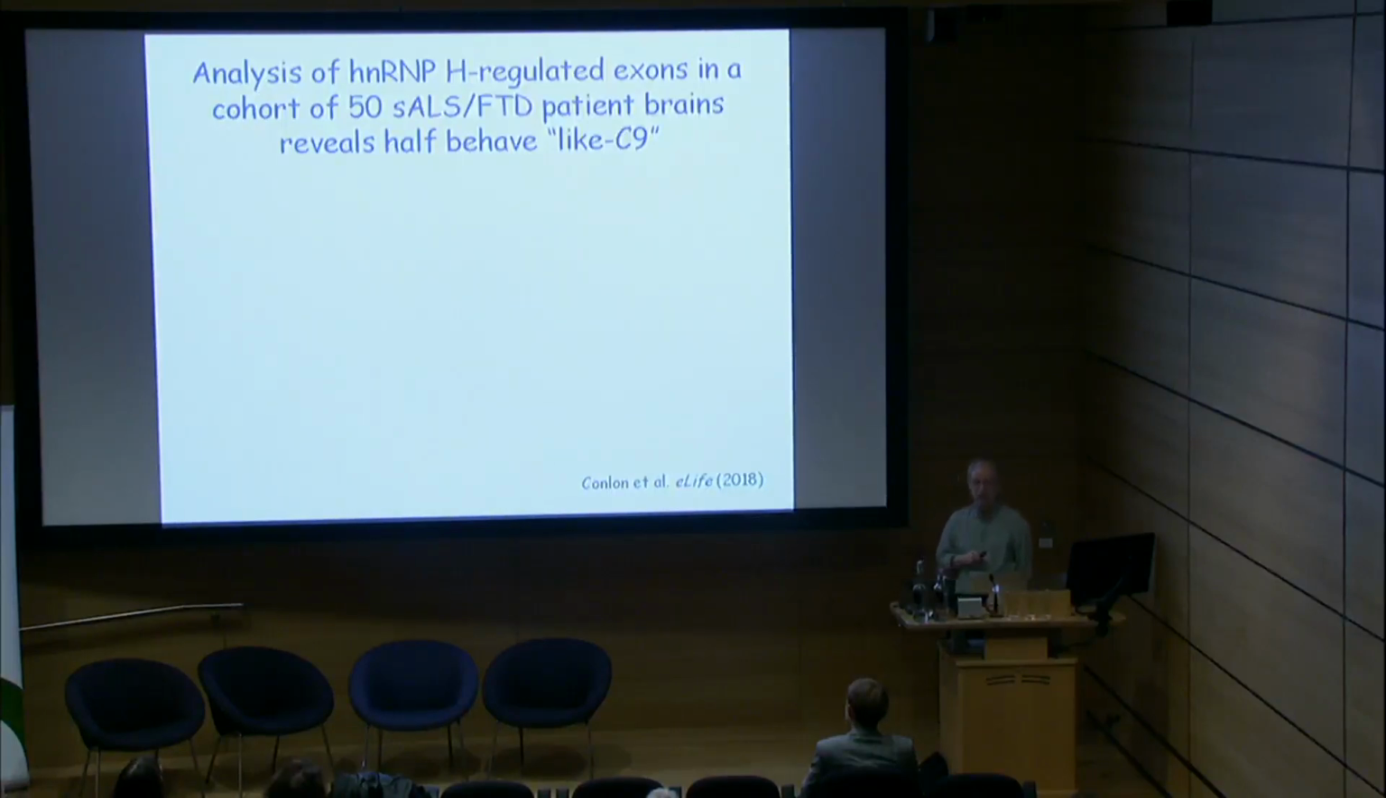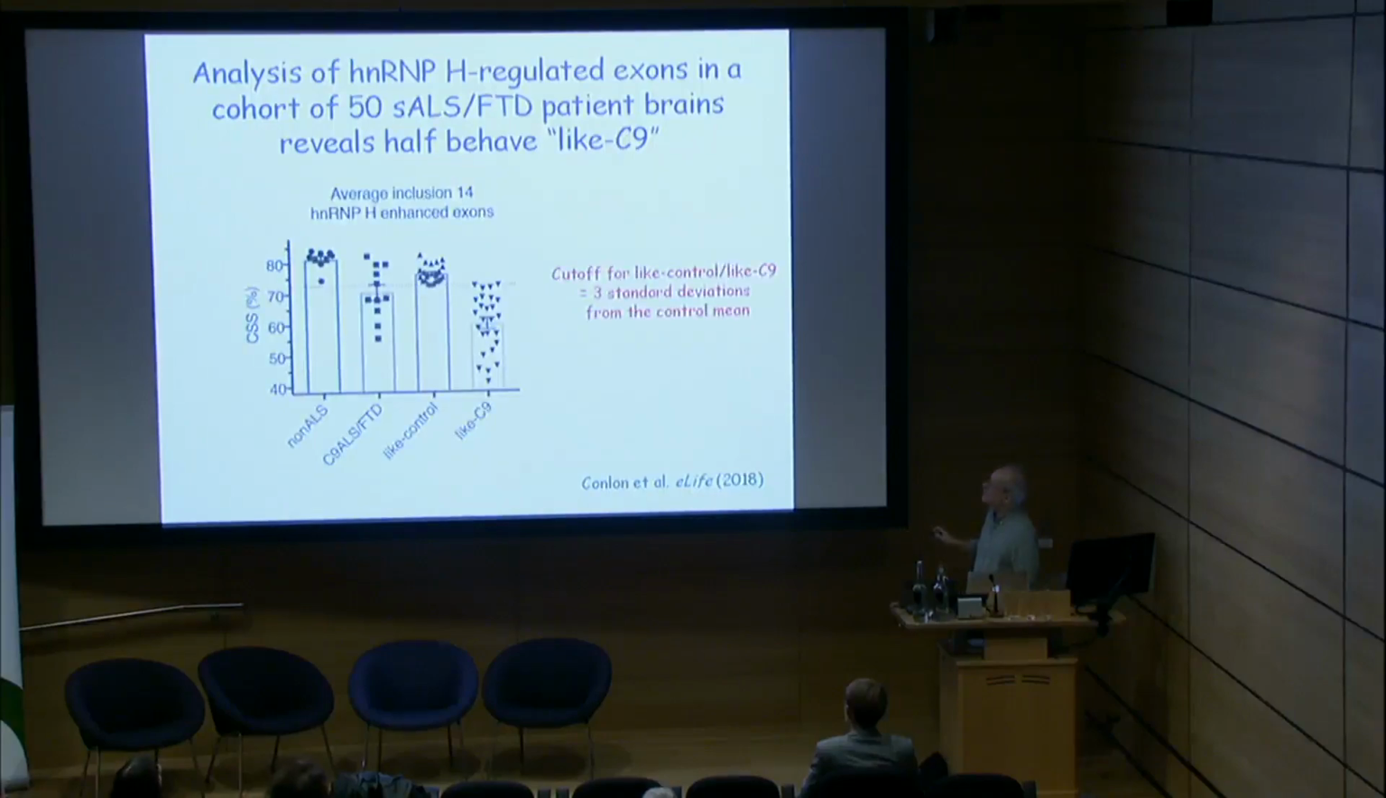So together with our colleague Neil Schneider at the medical school, who's the head of the ALS Center at Columbia, we obtained postmortem samples from 50 sporadic patients, and Erin characterized them in a number of ways. Here's looking at splicing of HNRNPH dependent exons, and what you can see here, these like C9s behave pretty much like the real C9. They have splicing dysregulation. But another half of these patients were just like wild type. They didn't show that splicing dysregulation.